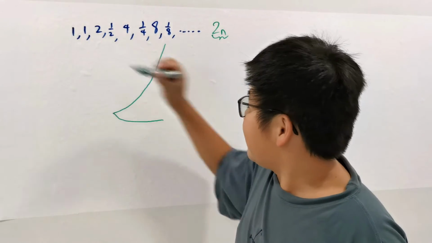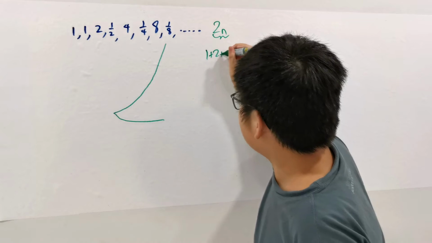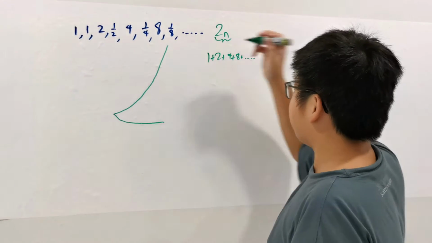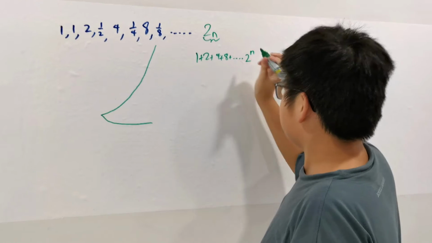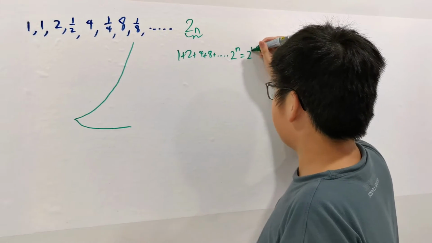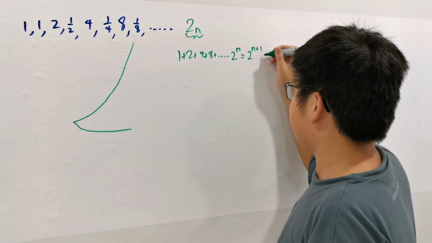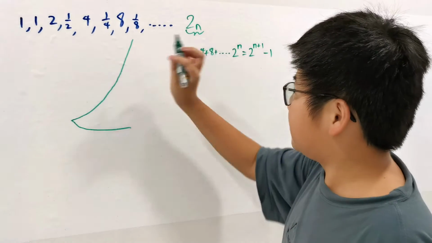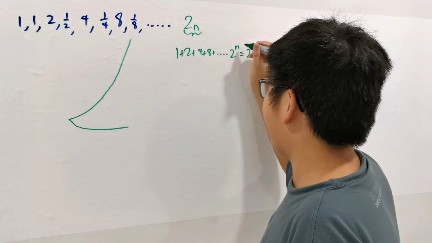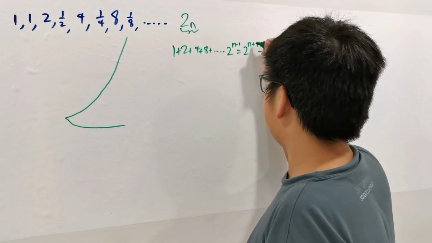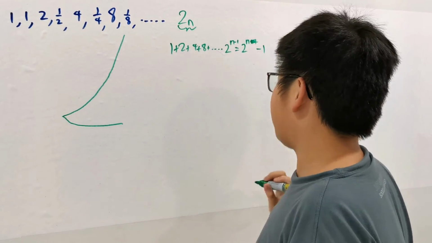So when you add this 1 plus 2 plus 4 plus 8 plus ..., and then you have n of these terms in the first 2n, so you end with 2 to the power of n. It has a rather beautiful formula, 2 to the power of n plus 1 minus 1. Now, since there are actually 2 to the power of n minus 1, since it starts with 1, so minus 1, and 2 to the power of n minus 1.